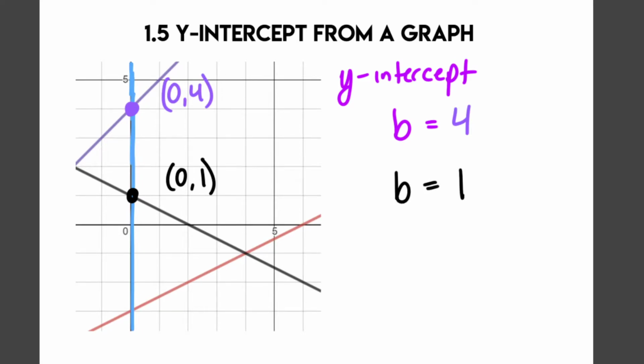And then finally, my red line down here at the bottom. This one crosses my y-axis right here, which is at -1, 2, 3. So the y-intercept for this one would be -3. And the point for this one would be 0, -3. Okay? So that is how you find y-intercept on a graph.